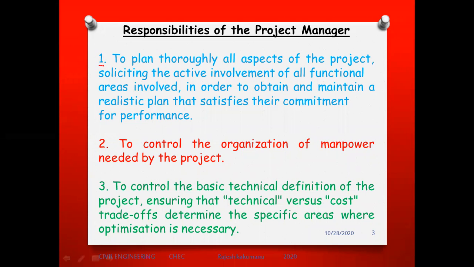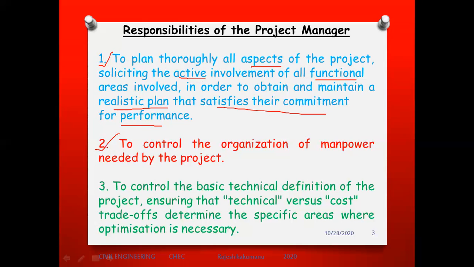The first point is he has to thoroughly see all the aspects of the project, soliciting the active involvement of all the functional areas involved. In the project work, what are the major functional areas? What are the technical areas? What are the financial areas? Everything should be involved and he has to take active participation, in order to obtain and maintain a realistic plan that satisfies their commitment for performance. A manager has to see all the functional operational activities involved in any project and make an active involvement in it. That is the first responsibility he has to take care of.